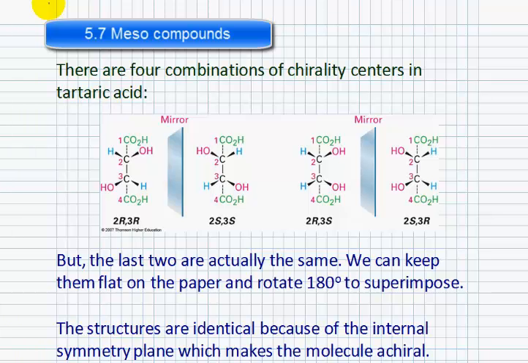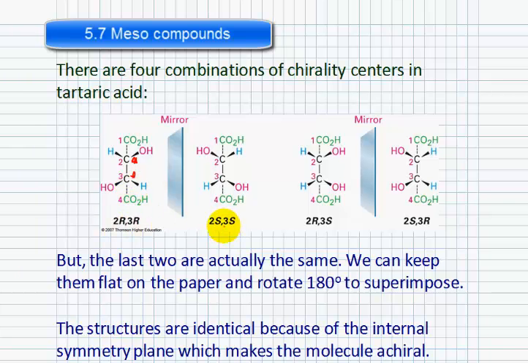Let's take a look at tartaric acid, essentially the compound that Louis Pasteur was looking at. Statistically, I can do 4 combinations. There are 2 chirality centers in a molecule of tartaric acid. Carbon 2, it's a 4-carbon chain, CO2H on each end, an OH on the middle 2 carbons. So carbon 2 and 3 are chirality centers.